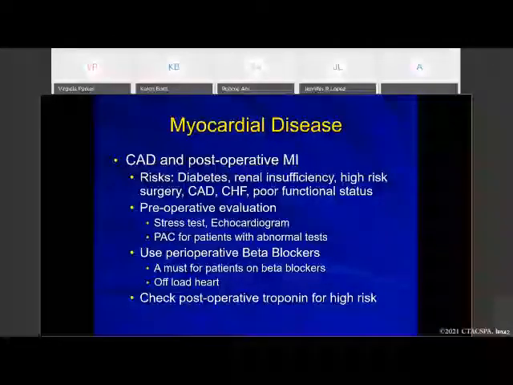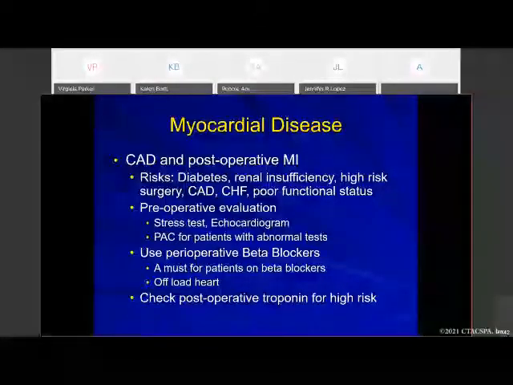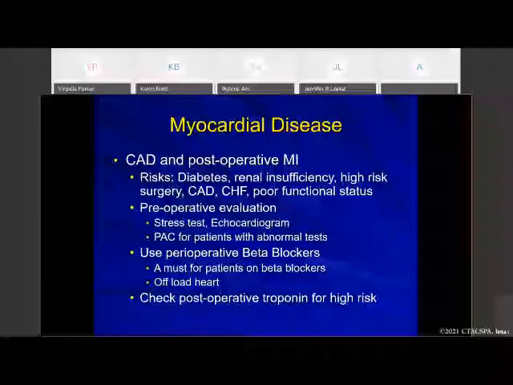If you're using perioperative beta blockers, we used to have to use them on anyone who was over 50. They can still be in your armamentarium. You definitely have to continue them. So patients who are on a beta blocker, make sure you continue it post-op. That was a measure that we always had to do.